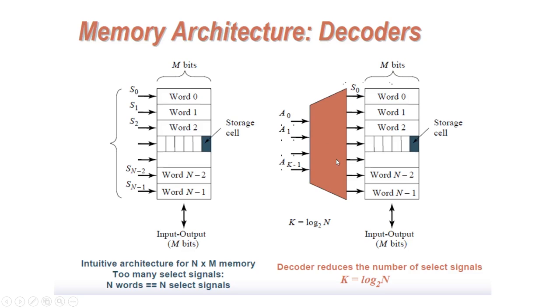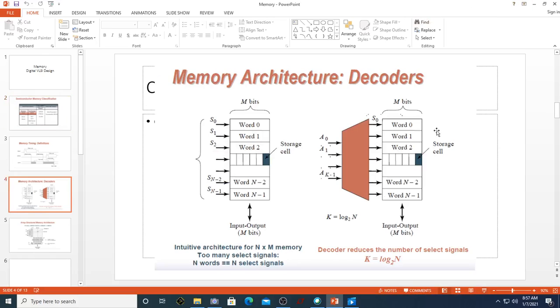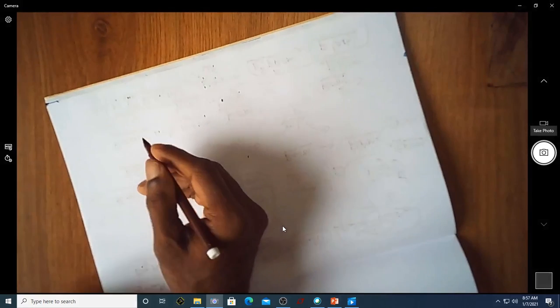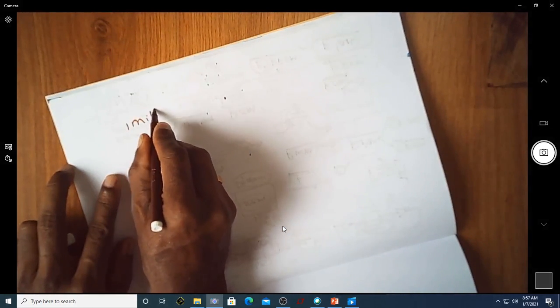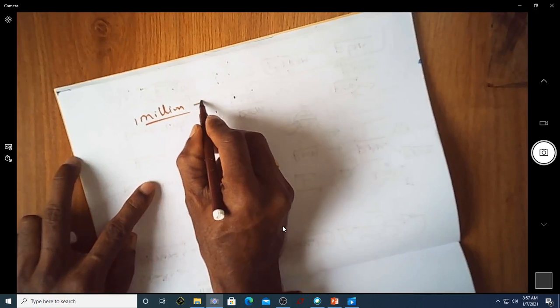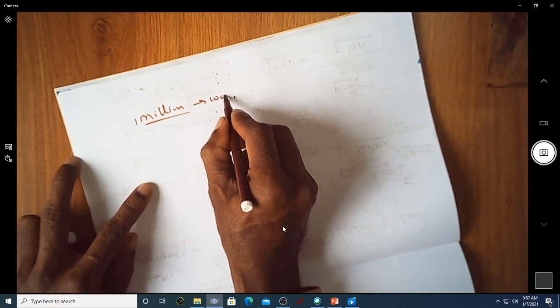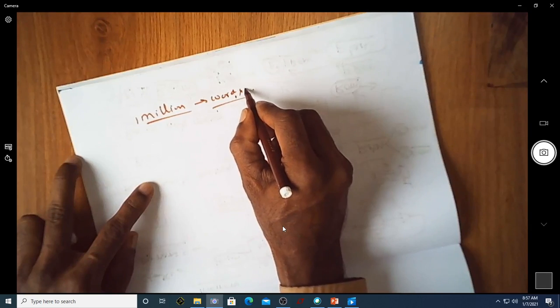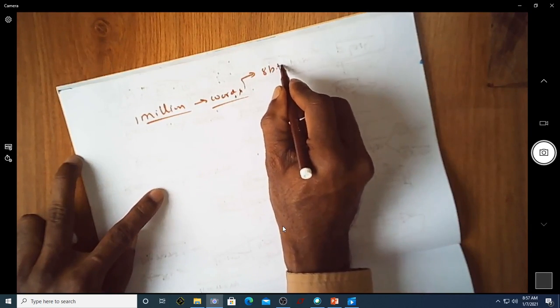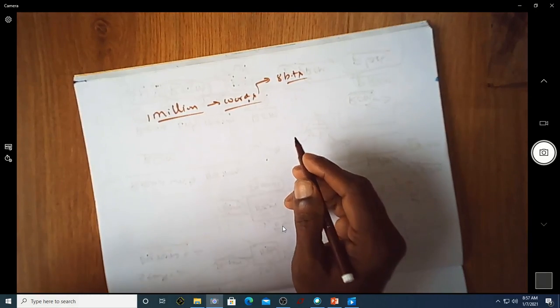Okay, now let us go back and see how you would access this. Assume that you have around 1 million words, and each word has 8 bits.